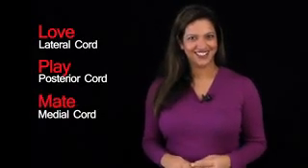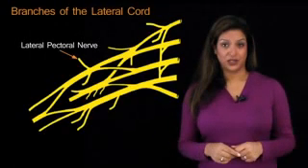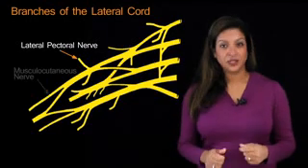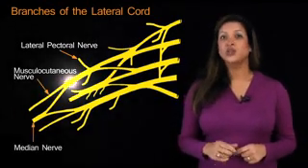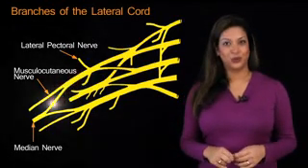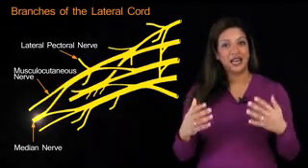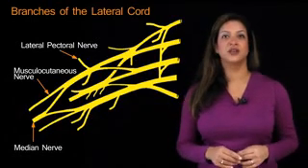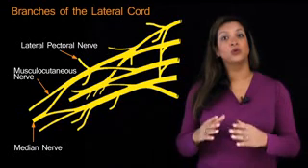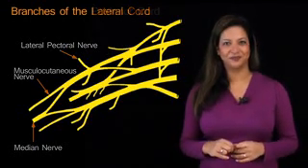Love, playmate. The 3 branches of the lateral cord of the brachial plexus are the lateral pectoral nerve, the musculocutaneous nerve, and the contribution to the median nerve that comes from the lateral cord. So that's the lateral pectoral nerve, the musculocutaneous nerve, and the contribution from the lateral cord to the median nerve.